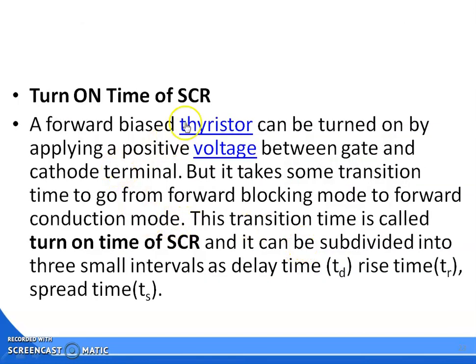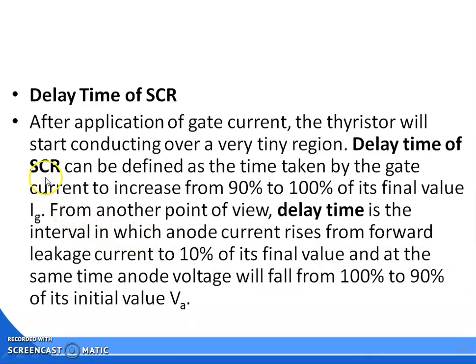Now the turn on time of the SCR. The power thyristor can be turned on by applying a positive voltage between the gate and cathode terminals, but it takes some transition time to go from forward blocking mode to forward conducting mode. This transition time is called the turn on time of the SCR, and it can be subdivided into three sub-intervals: TD, TR and TP or TS. Delay time of the SCR.